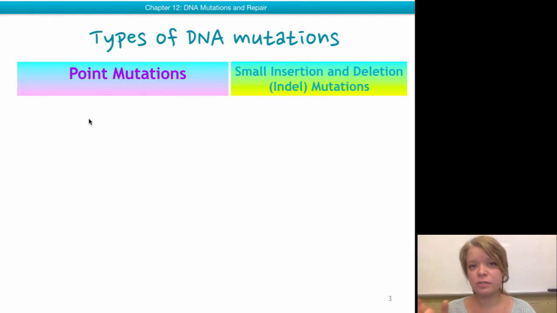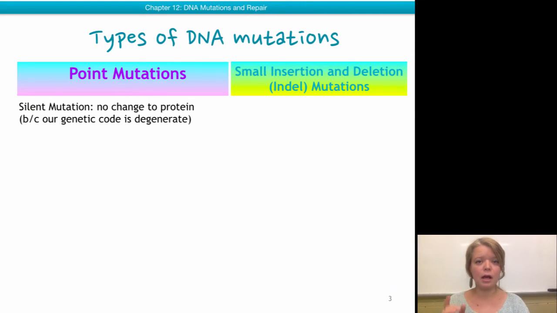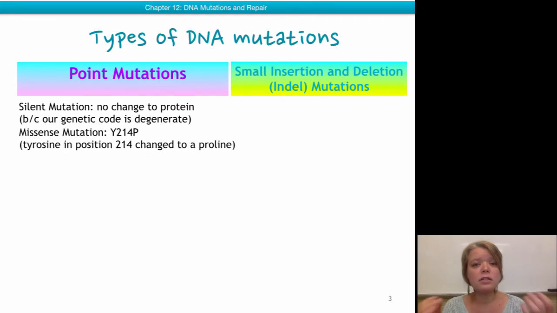So let's now talk about different types of point mutations. The most common type of point mutations are silent mutations. Even though they result in a permanent change in the DNA, a base was changed to a different base, it does not change the protein coding, because our genetic code is degenerate, and not every base pair substitution will result in an actual change in the amino acid that is used. Another type of point mutation is missense mutations.